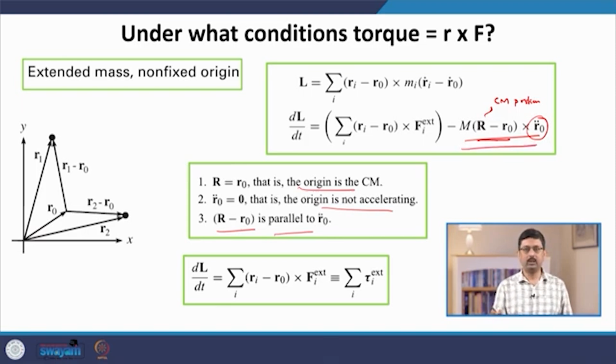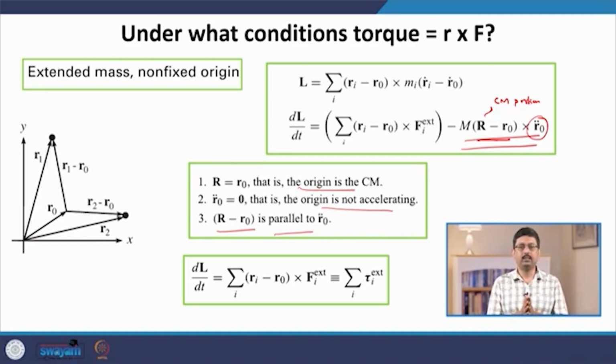In that case, the cross product itself will be 0, and we end up with the relation that the rate of change of angular momentum is equal to the total external torque, that is r cross F. So, this is something that is usually not highlighted in textbooks. So, I just wanted to mention it.